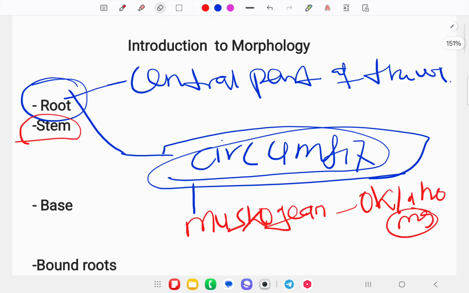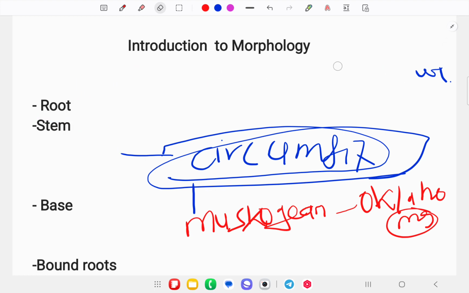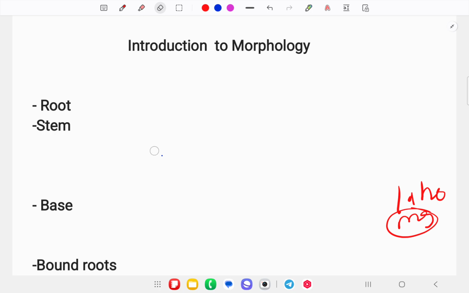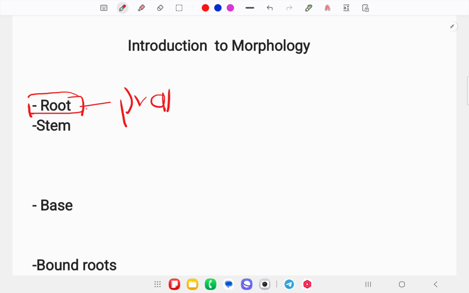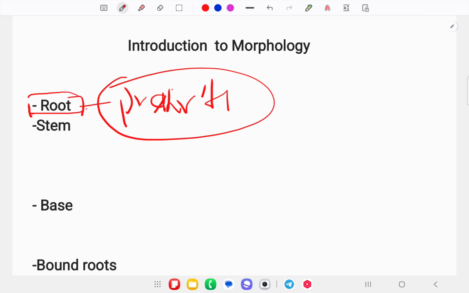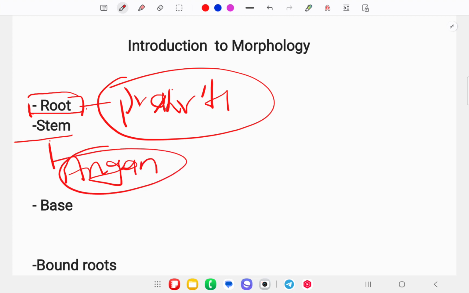Here you can see that Panini's definition was much more accurate. In Panini's grammar, you will not find the English word root; you will find the word prakriti. Also, you will not find the word stem, which is used in English; you will find the word angam. Okay. So what is stem?